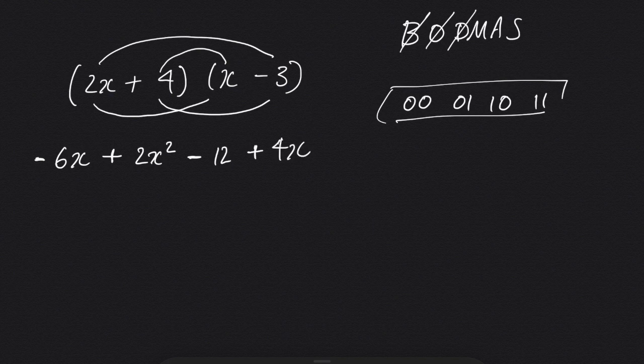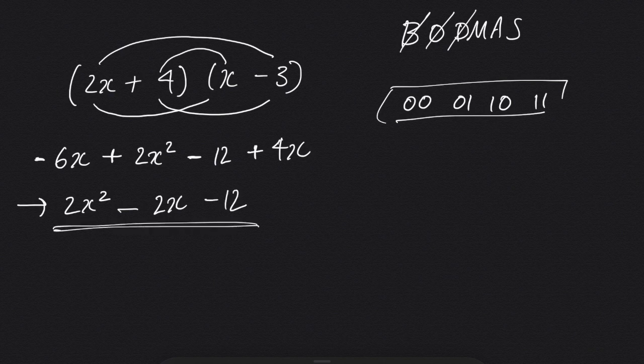So we can just neaten this up a little bit and we get something that says, okay, our result is 2x squared. So minus 6x plus 4x, minus 6x plus 4x is minus 2x. And then we also have the final term, which is our 12, and we can say that's minus 12. And that is our answer.